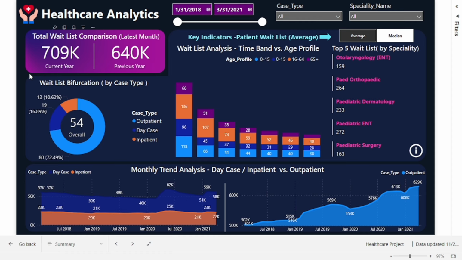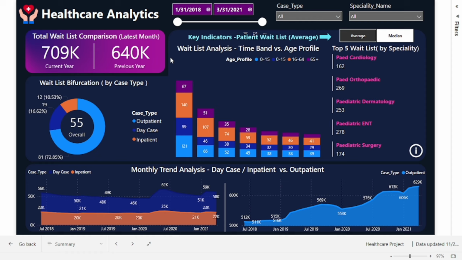Second, case type breakdown. On the left hand side, the donut chart gives us a clean split of the waitlist. First, outpatient cases make up the majority. Second, inpatient are fewer and day cases fall somewhere in between. The center number shows the overall count, 54K in this example, giving leadership a quick idea of the workload distribution.